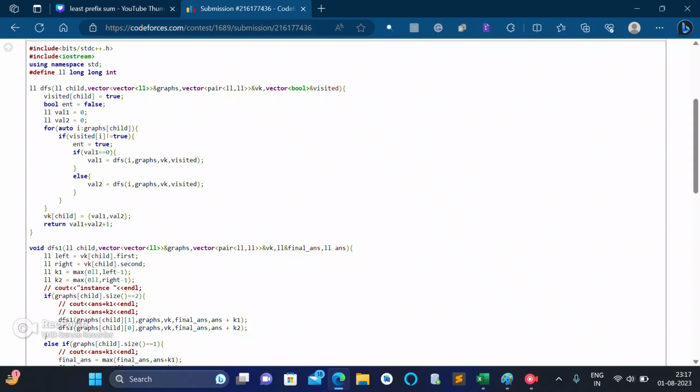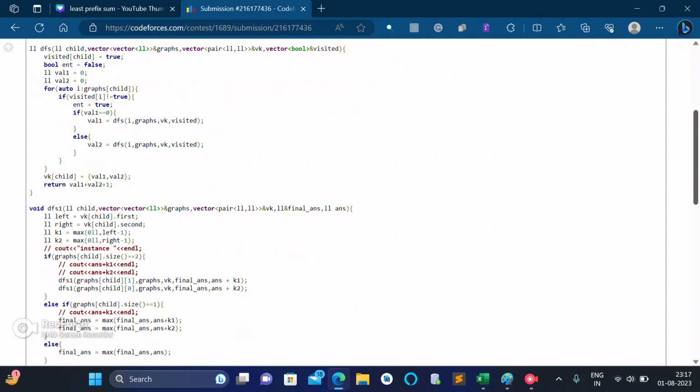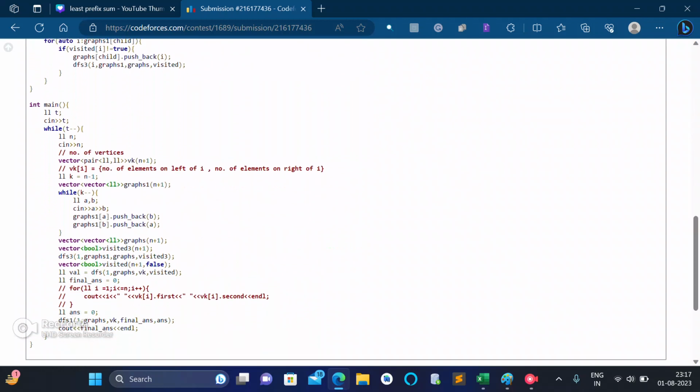How did I save it? I saved it in the form of VK. Suppose I want to know how many children are present on the left of 1 and the right of 1. So I ask VK of 1 dot first, VK of 1 dot second. So it will tell me the number of children present on the left and right.